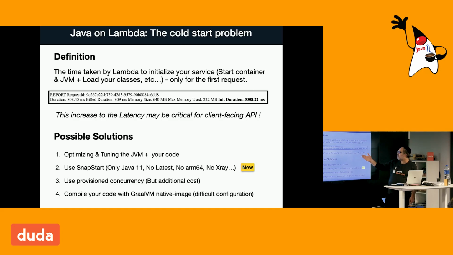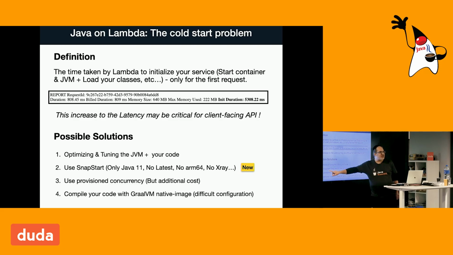Your customer facing the API will see this time. This is just for the invoice. So it's a big problem, and there are several solutions. One solution is to optimize and tune the JVM with your code. We had a talk at the Java.IL conference about this. It's working fine for a lot of cases.